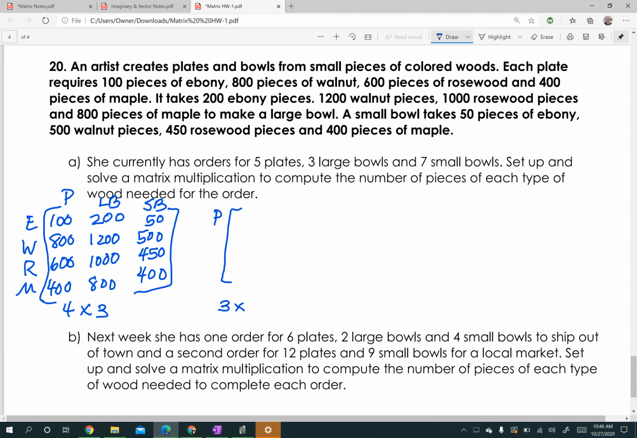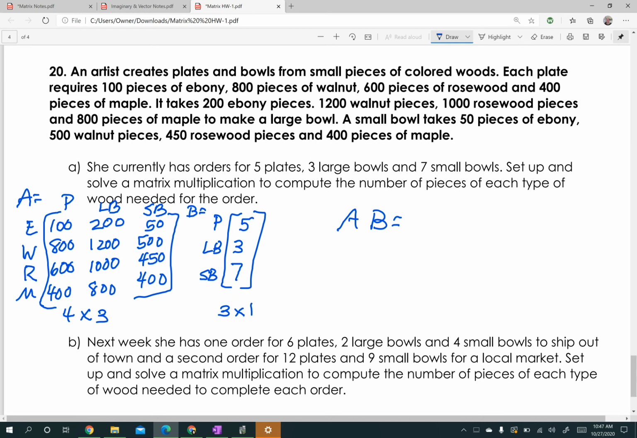So I know she has plates, large bowls, and small bowls. So she has an order for 5 plates, 3 large bowls, and 7 small bowls. So now I have a 3 by 1 matrix. I can multiply these two matrices. When I do, I multiply this row by this column, and that would tell me all the ebony wood I would need. Then this row by this column would tell me all the walnut wood I need, and this row by this column would tell me all the rosewood. So if I made this matrix A and this matrix B, it says set up and solve with matrix multiplication. So if I do AB, I would get the answer to my problem.